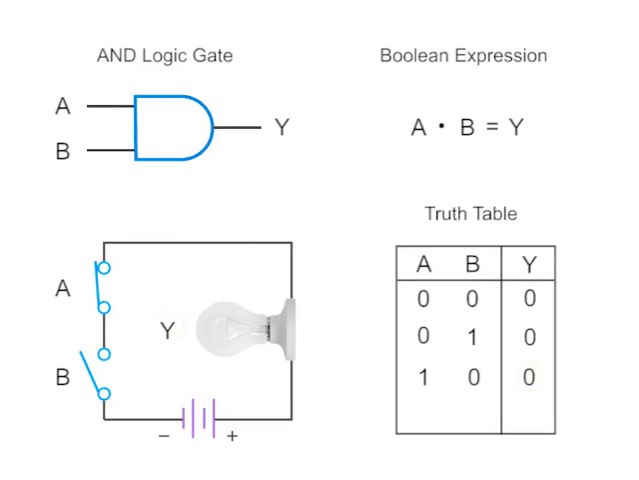It is only when both A and B are closed or high with corresponding 1s indicated in the truth table does the Y output equal 1 or high and the light bulb turns on. Thus, in an AND logic gate, the output is high only when all inputs are high.